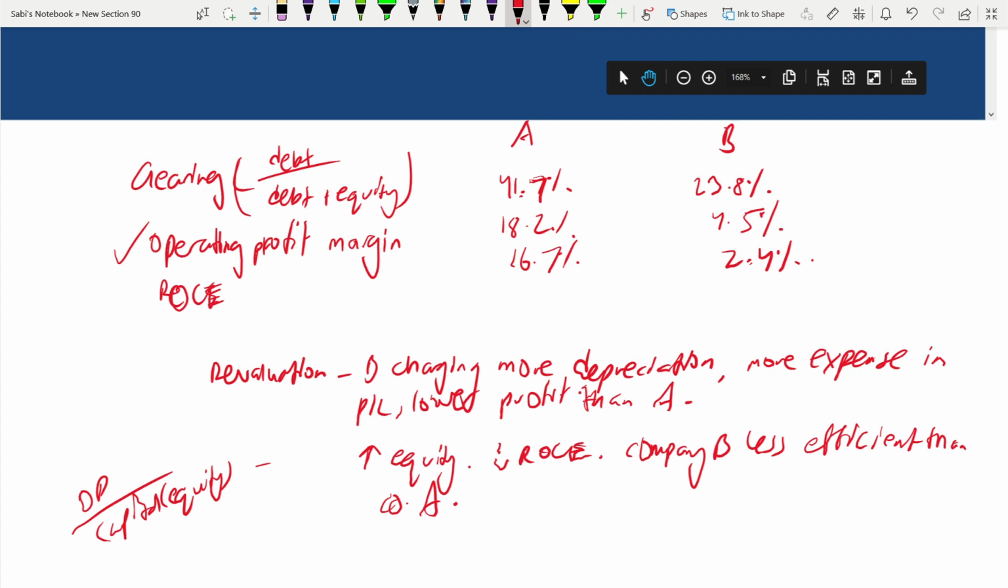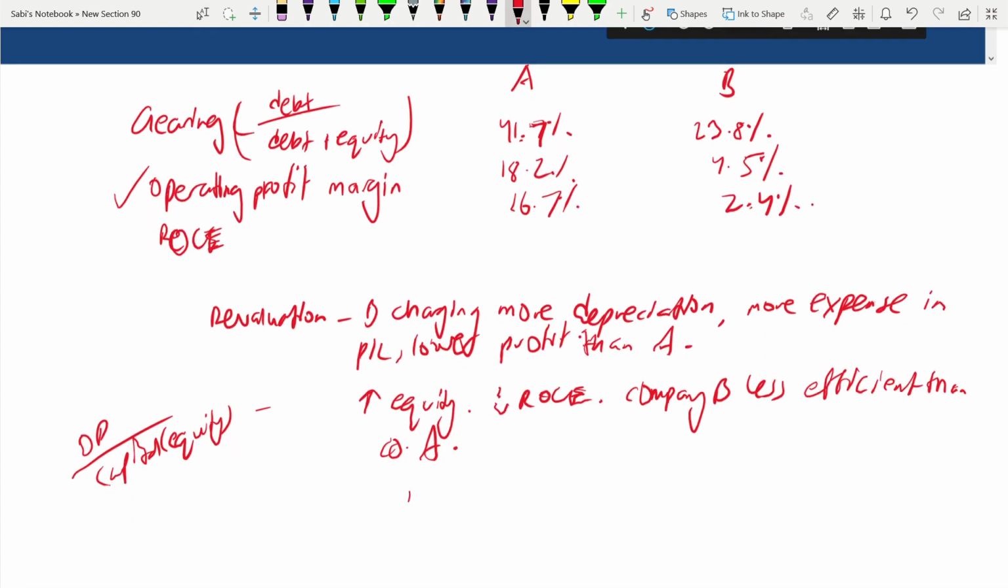Now we'll talk about the gearing. What about the gearing? Even B's gearing is less than A. So in this case, B is less risky than A because of low gearing. Here also it is the same thing because of this increase. Denominator goes up, value goes down.